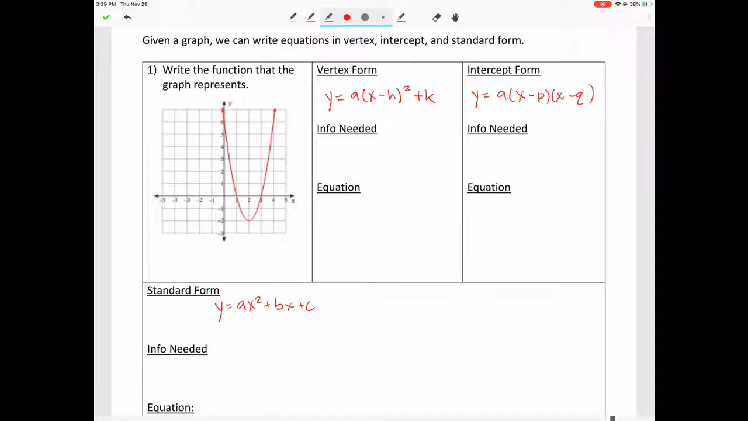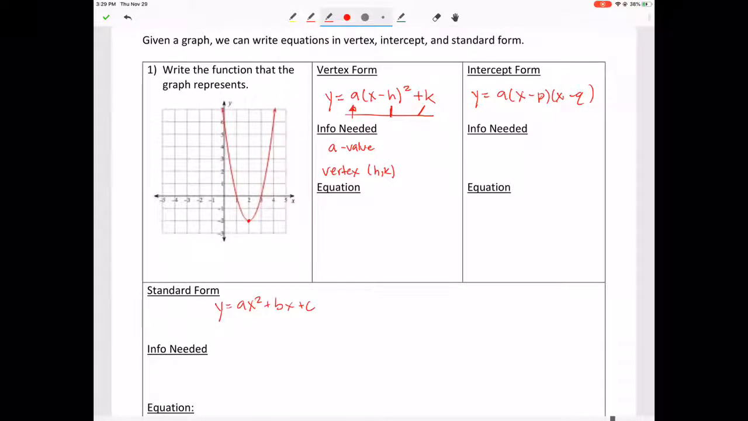So if we have a graph and we want to write an equation in vertex form, what are the things that we need to know to fill out this equation right here? Obviously we're going to need the a value, and we'll also need what on the graph corresponds to h and k. Well, that is our vertex. Our vertex is h comma k. So for this example, our vertex is right here.